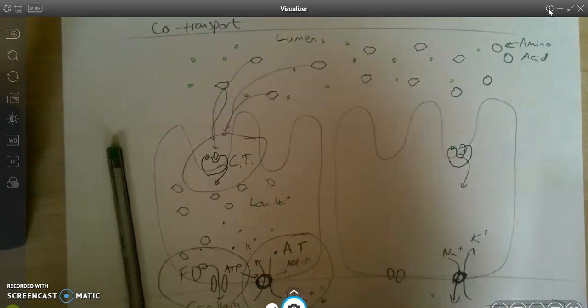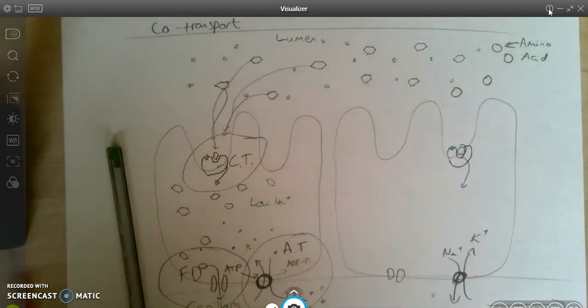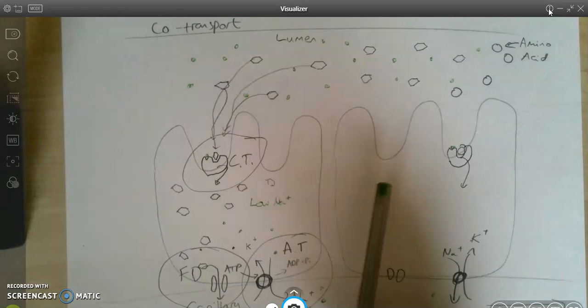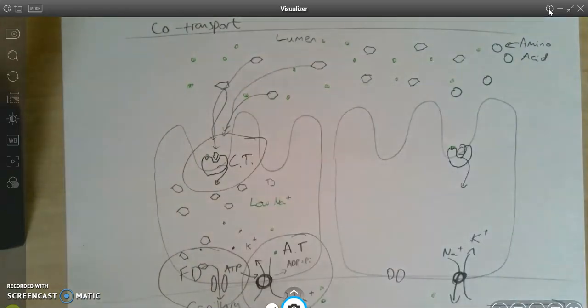I've got this cell doing glucose, that cell doing amino acids. In actual fact, the cells of the ileum will be doing both. They're all involved in absorbing it. Okay, so that's the absorption of proteins and carbohydrates. Okay, hope that's helpful. Now, you need to practice drawing this. You need to get to the stage where you can do this from memory.